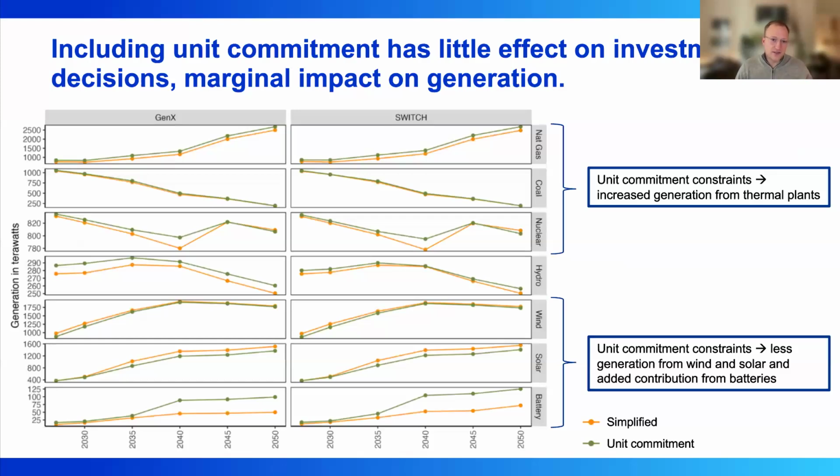There's too much to get into here, but I can summarize the takeaway by saying that by including unit commitment, it has very little effect on investment decisions, but it has a marginal but measurable effect on generation and emissions. And in general, what we find is that when we activate unit commitment constraints, there's increased generation from thermal plants, and there's marginally less generation or more curtailment from wind and solar.